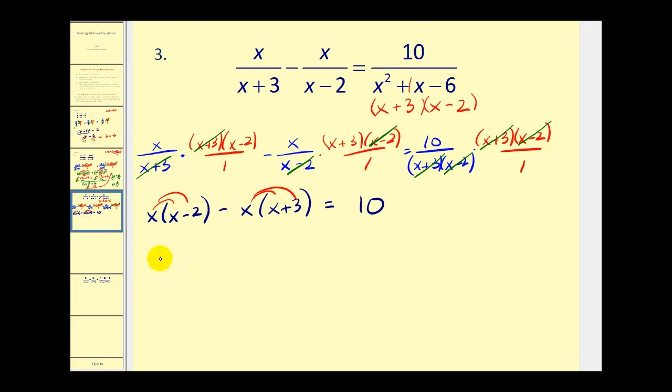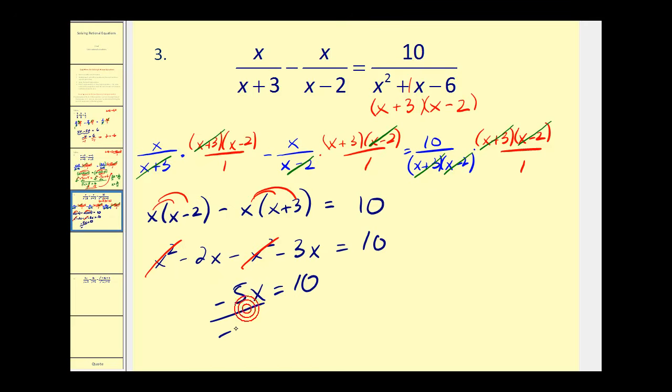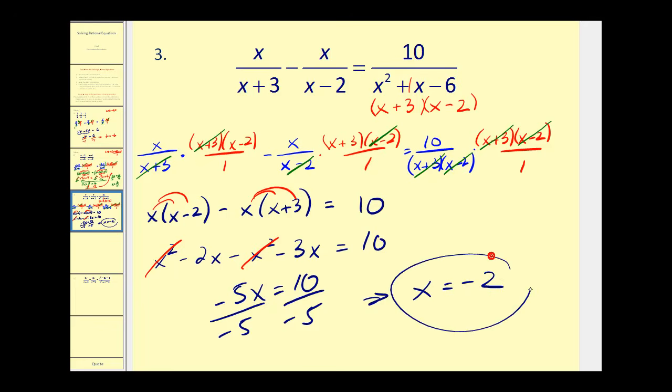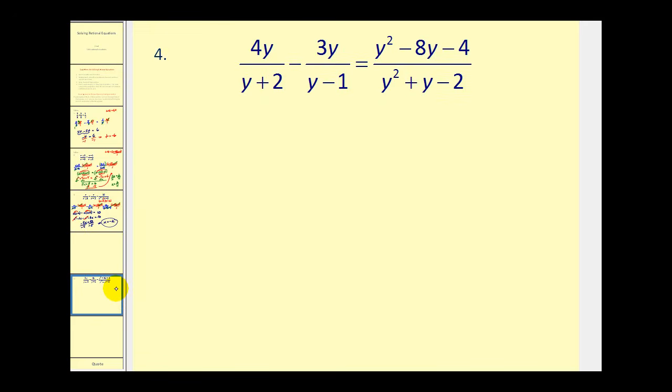So we have x squared minus 2x minus x squared minus 3x equals 10. Notice the x squared terms simplify out. We're left with negative 5x equals 10. Dividing by negative 5, x equals negative 2. Again, this will be a solution. If the solution came out to be a positive 2 or a negative 3, we would have to exclude it. Let's go ahead and try one more.